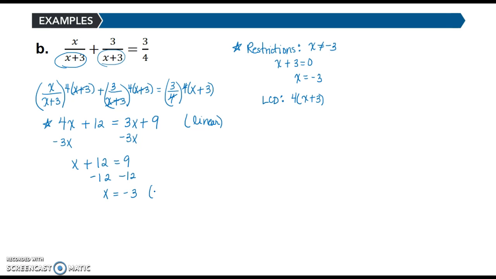So this is an extraneous solution, which we must discard or throw out. So that means our only solution is nothing. So there's no solution to that equation. So we would write that as the empty set.